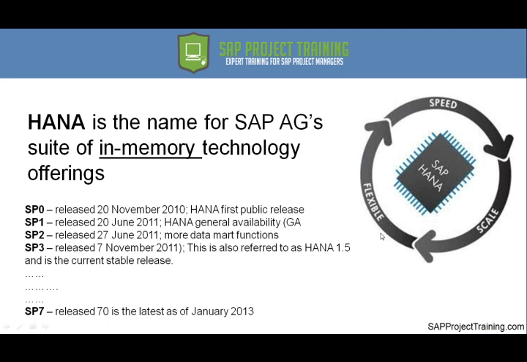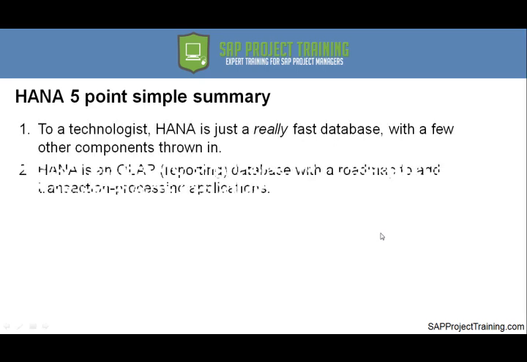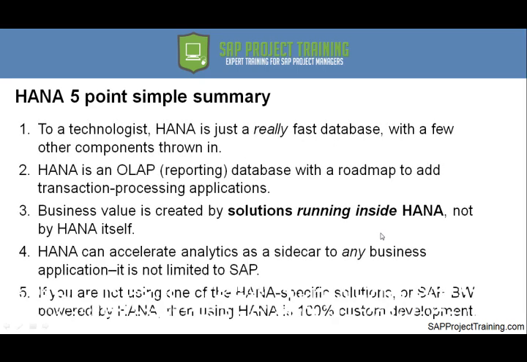So this is a very in focus area in SAP, and you will see that this will be very rapidly developed. There is a very aggressive roadmap for HANA available. So what is it? Well, let's try and put a HANA 5-point simple summary. So to a technologist, HANA is just a really fast database with a few other components thrown in. That's our first point. The second point is that HANA is an OLAP reporting database with a roadmap to add transaction processing applications. The third, business value is created by the solution running inside HANA, not by HANA itself.